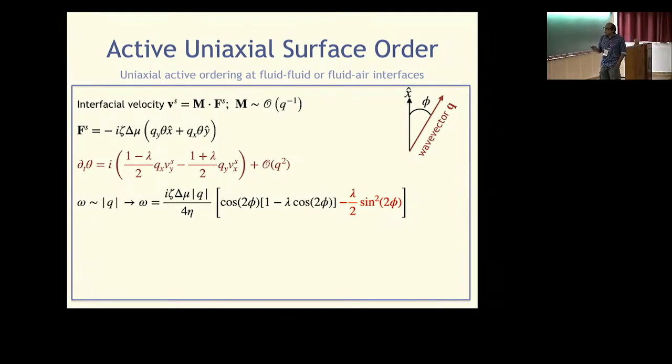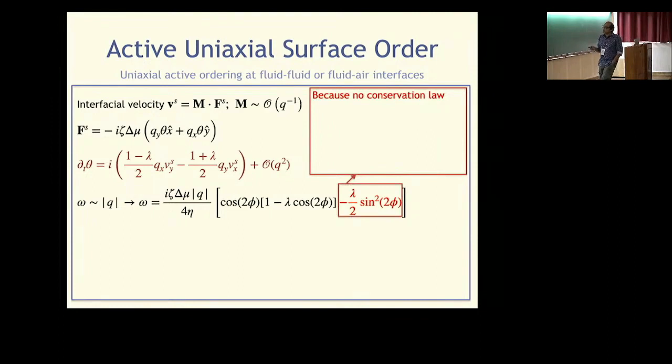And if you just look at this, this is the bit that you were familiar with. This is the bit that comes from the Simha-Ramaswamy instability, et cetera. And you have this extra big piece. So where does this extra piece come from? Well, this extra piece comes from the fact that neither the fluid nor the number of particles is conserved at the interface, and I'll tell you why the number of particles bit is important in a minute. This comes from the fact that there is no conservation law for the fluid at the interface. And you can see immediately that if the interface velocity were incompressible, this term could not have existed.